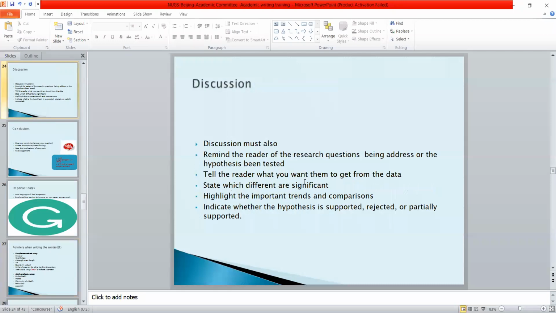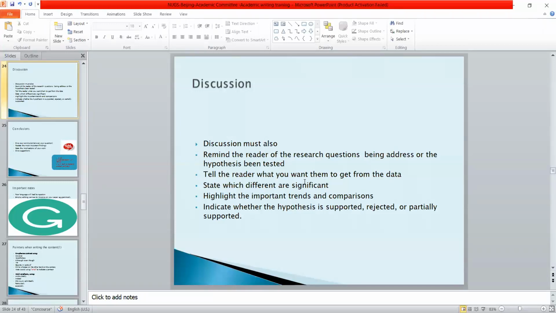Then the discussion must also remind the reader of the research questions being addressed, or the hypothesis being tested, as I indicated earlier. Tell the reader what you want them to get from the data. You must indicate which differences are significant. It's very, very important. Or highlight the important trends and the comparisons. In the discussion, you are doing important trends and comparisons.